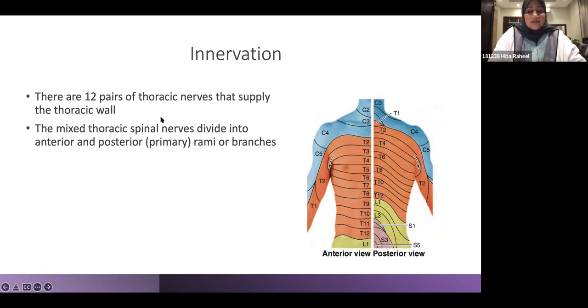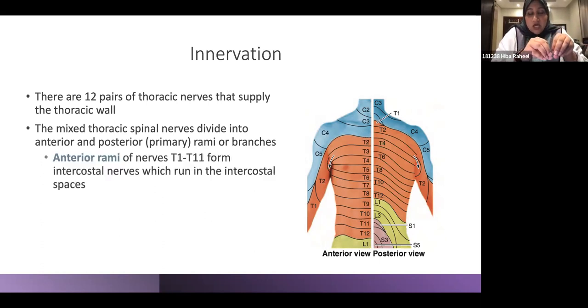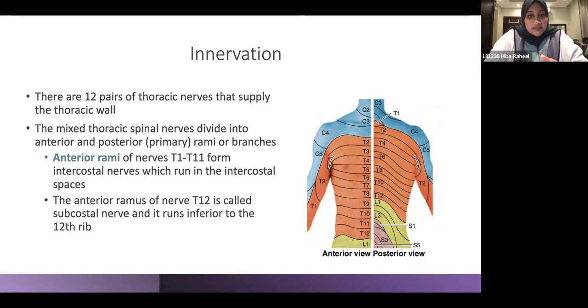And then the spinal nerves come out of the foramina, and then they divide into anterior and posterior rami or branches, okay? So the anterior branches of T1 to T11, meaning the nerves that come from T1 all the way to T11, form the intercostal nerves that run in the intercostal spaces. Now, what about T12, the last thoracic nerve? That one forms the subcostal nerve. Sub means below. So this nerve goes underneath the 12th rib, which is the floating rib.